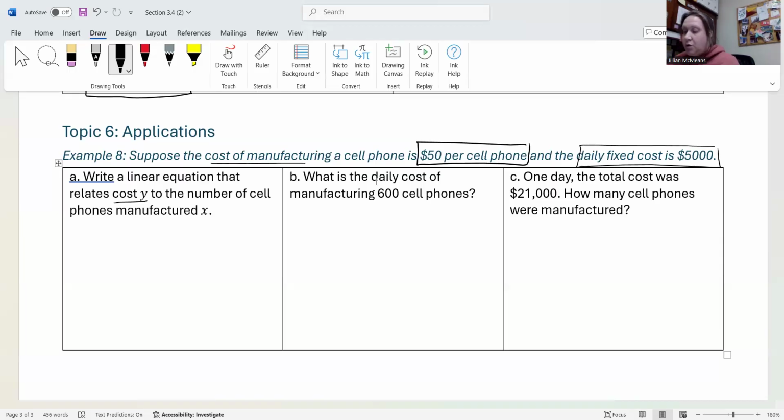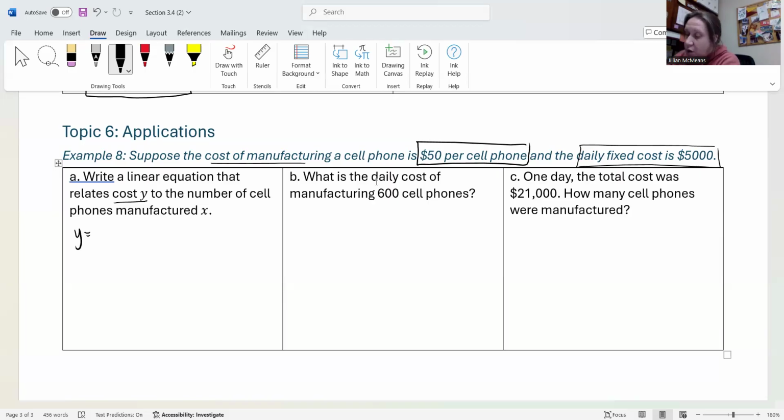Okay, so we're going to say y equals, that's the total cost. Y is going to equal $50 per cell phone that is manufactured in a given day. Okay, but we also have these daily fixed costs. So we have these two things happening, the cost of just manufacturing the cell phone and then daily fixed costs, things like rent, utilities, stuff like that.